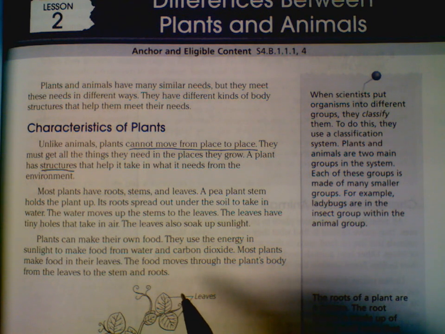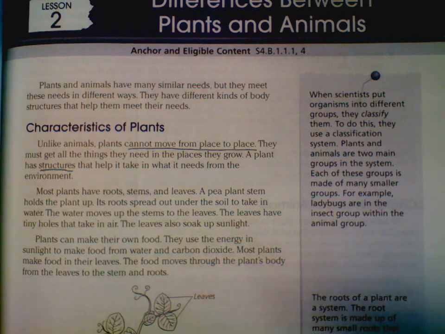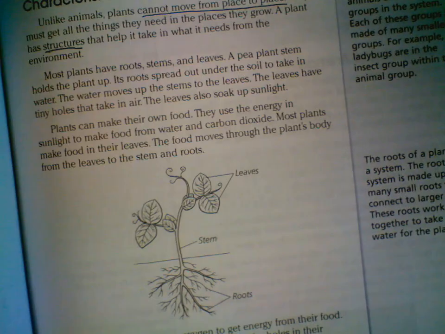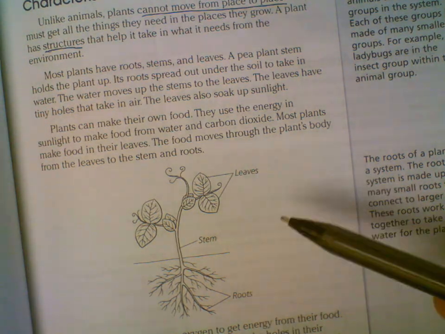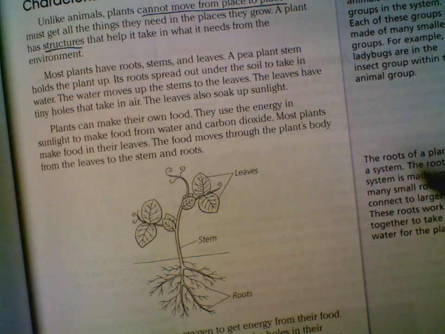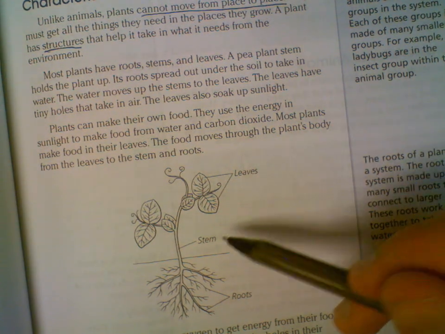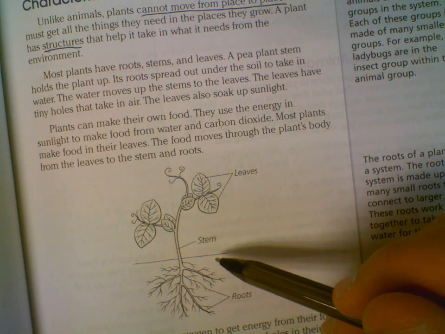Plants can also make their own food. They use the energy and sunlight to make food from water and carbon dioxide. Most plants make food in their leaves. The food moves through the plant's body from the leaves to the stem and roots. All right, so here we go. We got the leaves, we got the stem. Man, those roots are pretty long, aren't they?